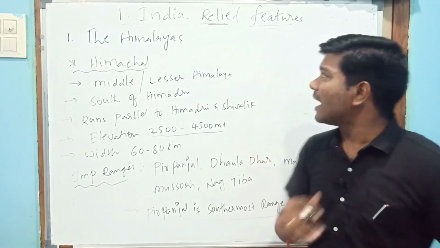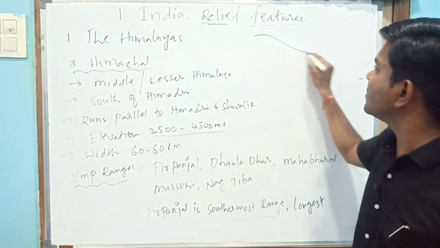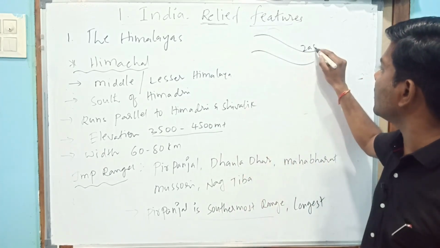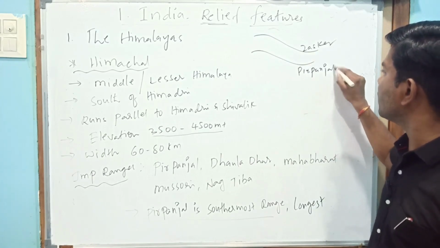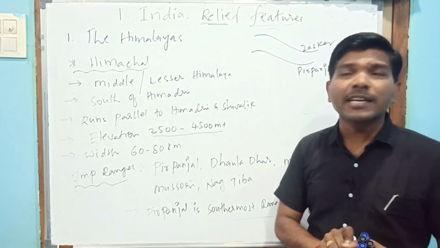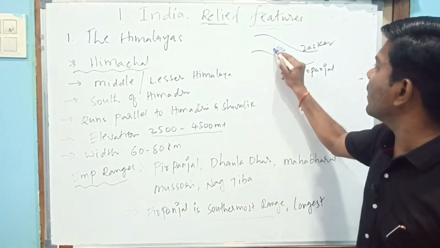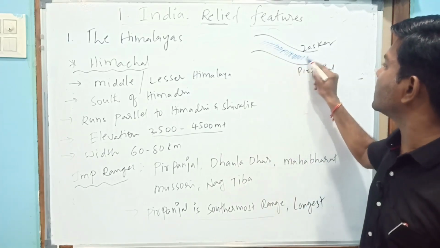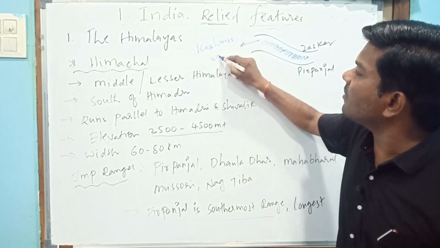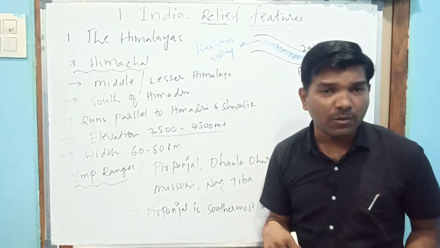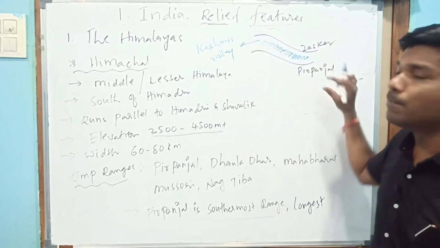And Kashmir Valley is located between Jaskar and Pir Panjal. Just now I said this is Jaskar, this is Pir Panjal. So Kashmir Valley is located between the Jaskar range and Pir Panjal range. This blue color is the very beautiful and very important Kashmir Valley. The Valley of Kashmir lies between the Jaskar and Pir Panjal ranges.